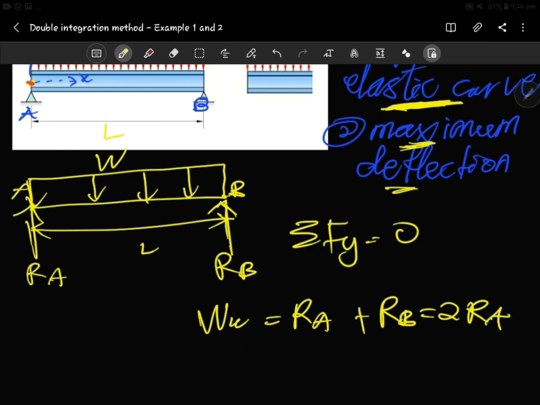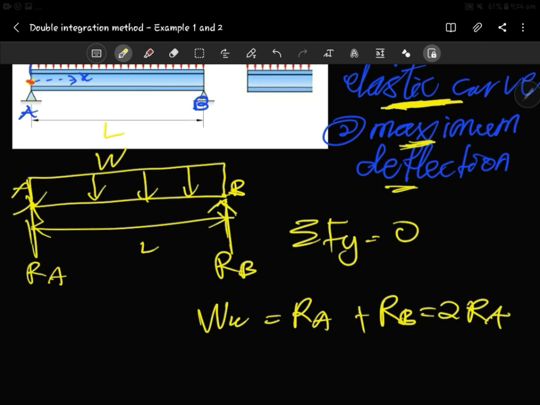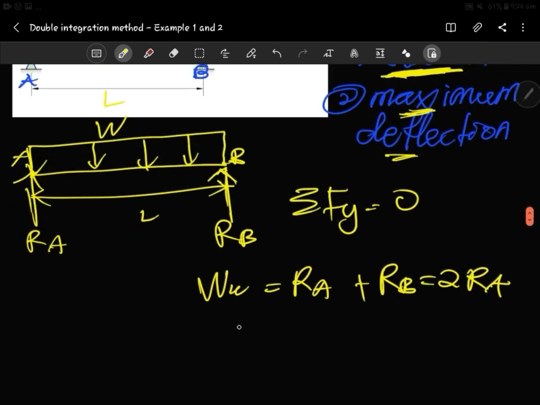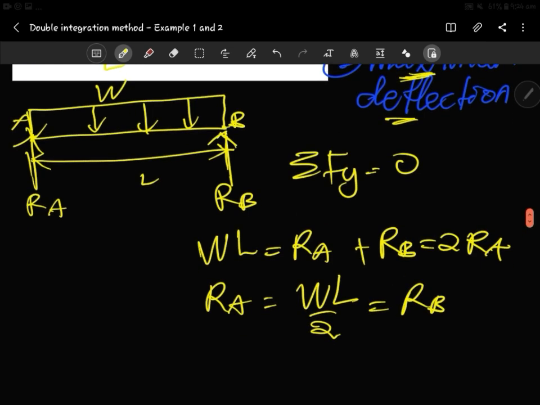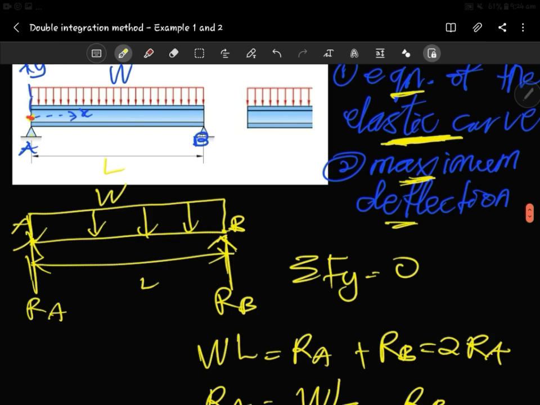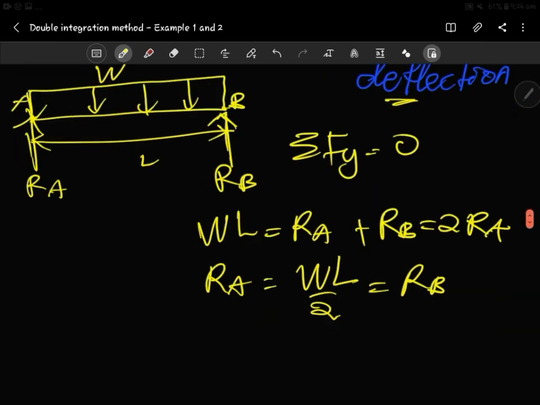We see clearly that the whole length is L, so the force times the whole length gives WL. We see clearly that RA is equal to WL on 2, which is the same as RB. So now that we have the reactions, we go on to find the equation of the elastic curve. Here we will do a moment balance.